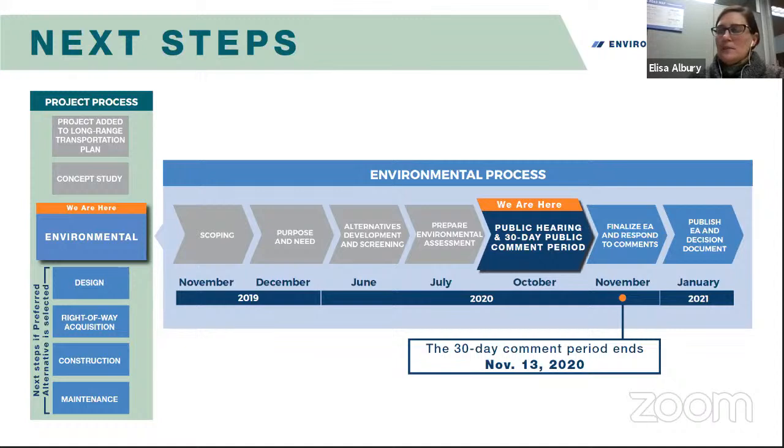We do anticipate at this point selecting the preferred alternative. If we did that, the next step for us as an agency would be moving into the final design phase. After that, we would start acquiring right-of-way, and then eventually we would move into the construction and then finally the maintenance phase of this project. At this point in time, I'm going to turn it over to Darren, and he's going to talk a little bit about the phasing elements for this preferred alternative.